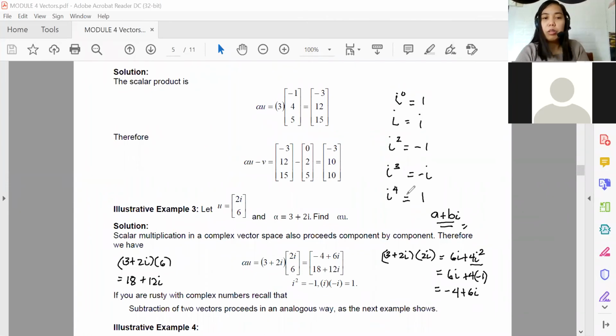So if you are rusty with complex numbers, recall that i squared is equal to negative 1. i times negative i is negative i squared, right? i squared is negative 1, times negative, so it becomes positive. Subtraction of two vectors proceeds in an analogous way as the next example shows. So we can also subtract. Are we clear? Sa scalar multiplication for real vector space and complex vector space.